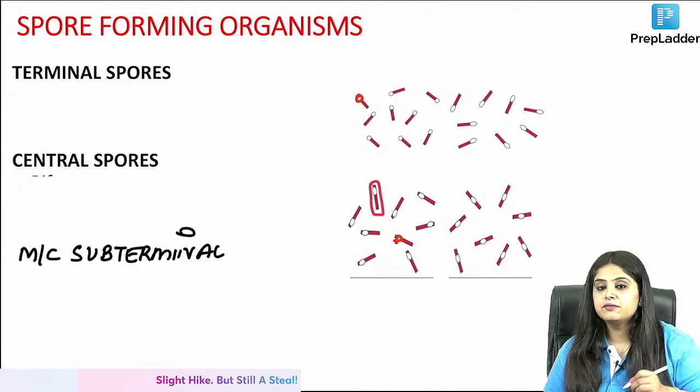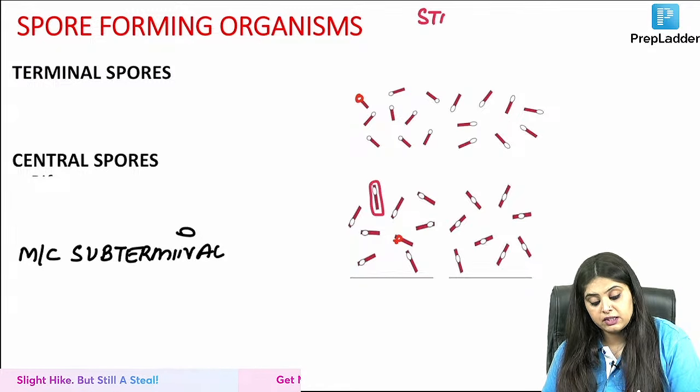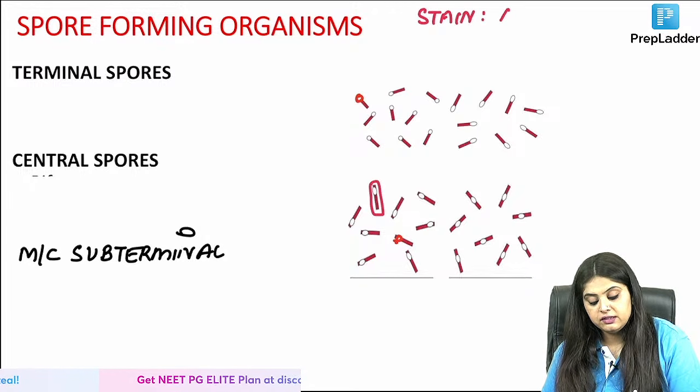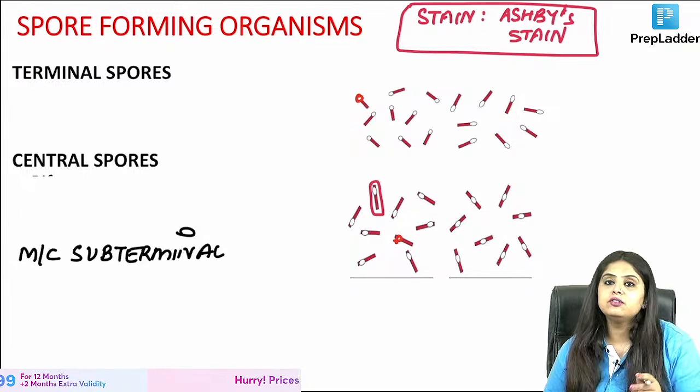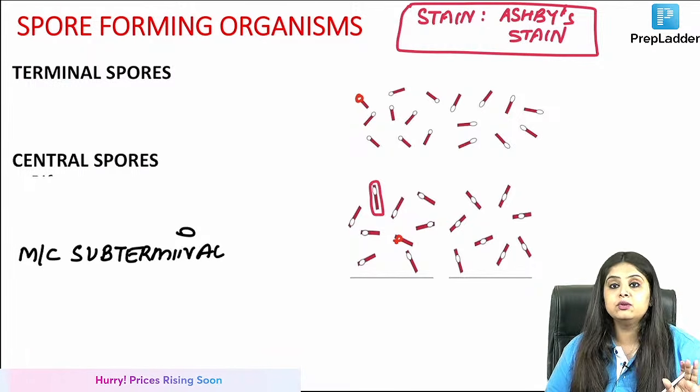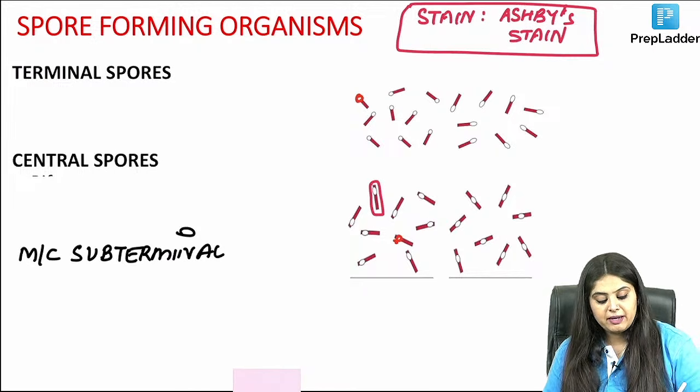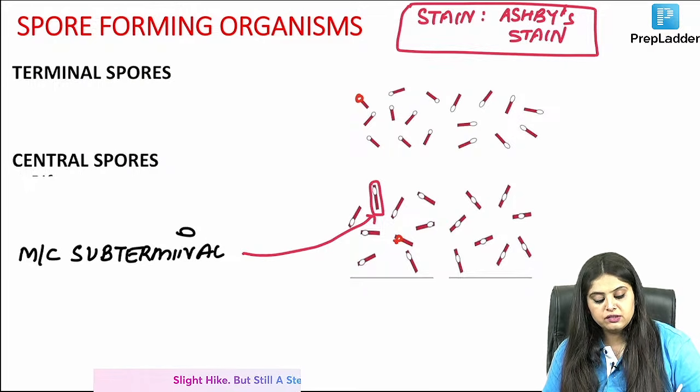Now one question for NEET PG students. Name one more stain for spores. That is known as the modified Ashby's stain. Modified Ashby's stain is also a stain for spores, that I am adding on beyond your knowledge. It was in the rapid revision, I am just reminding you that there was something like this. Now coming back to the location. The most common location is subterminal.